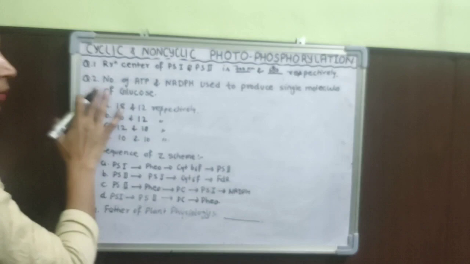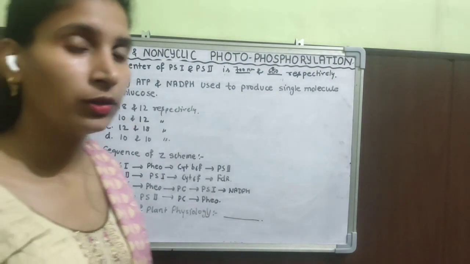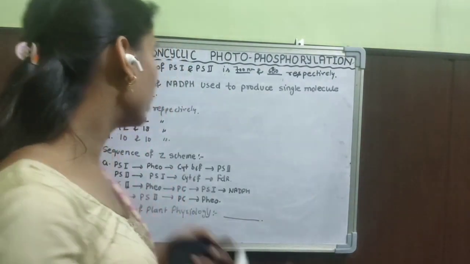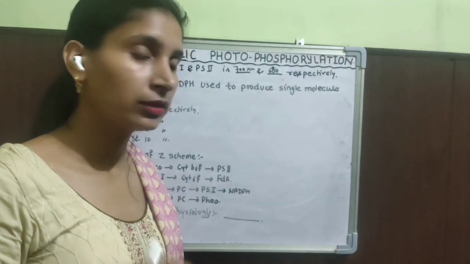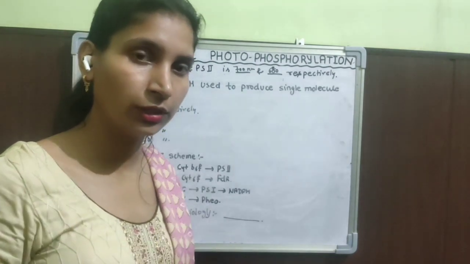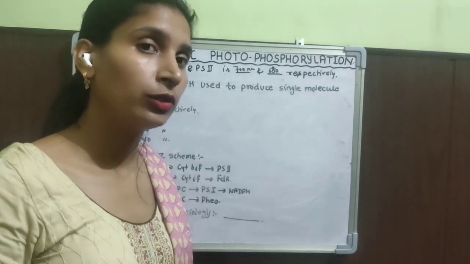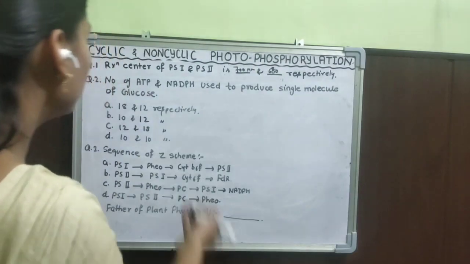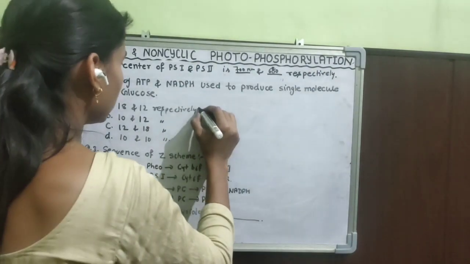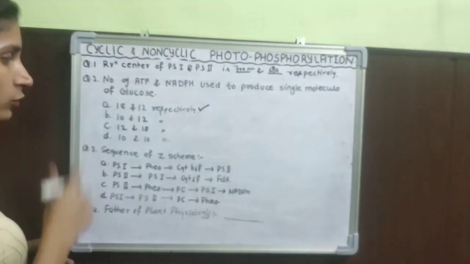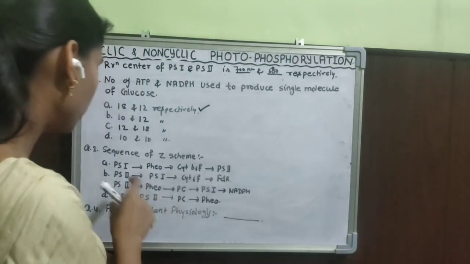The second one is the number of ATP and NADPH used to produce a single molecule of glucose. As I discussed already, a single molecule of glucose is produced from 6 molecules of carbon dioxide, so 6 turns of the Calvin cycle are required. Of the 4 options given, only one is right, that is 18 and 12 respectively.